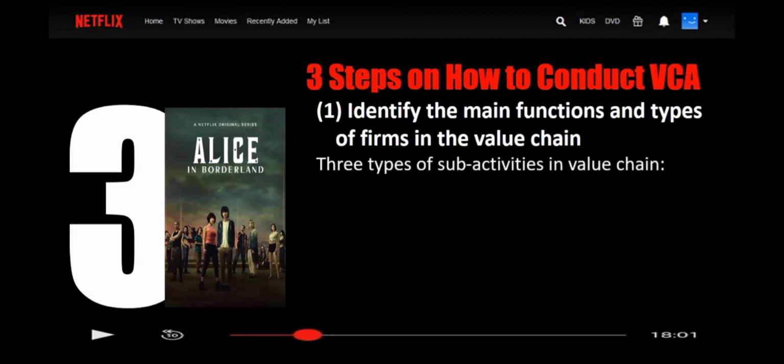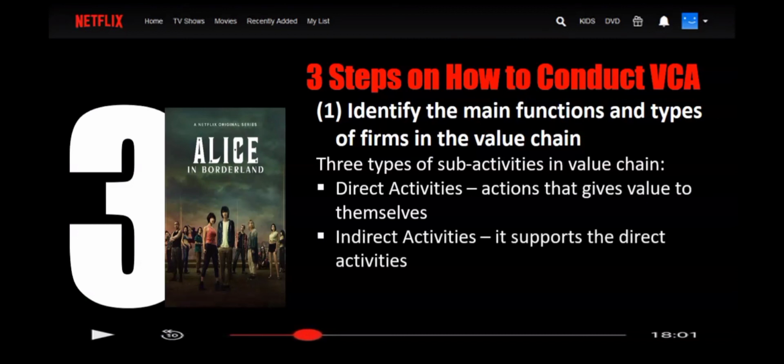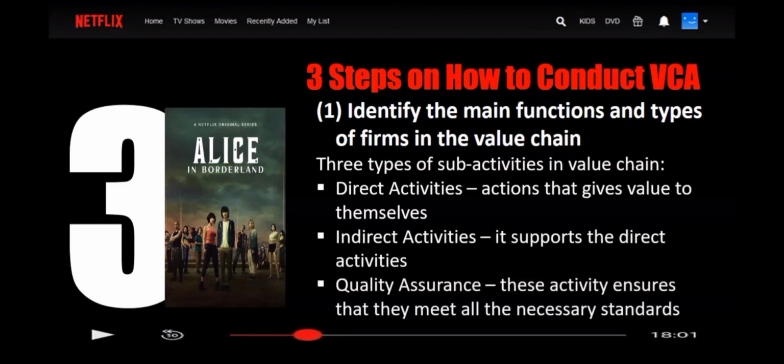There are also 3 types of sub-activities in the value chain, and these are direct activities, where the action gives value by itself. Indirect activities, which support the direct activities. Quality assurance, this activity ensures that they meet all the necessary standards. If there are connections between your value activities, you should take time to take note of this when conducting your analysis.